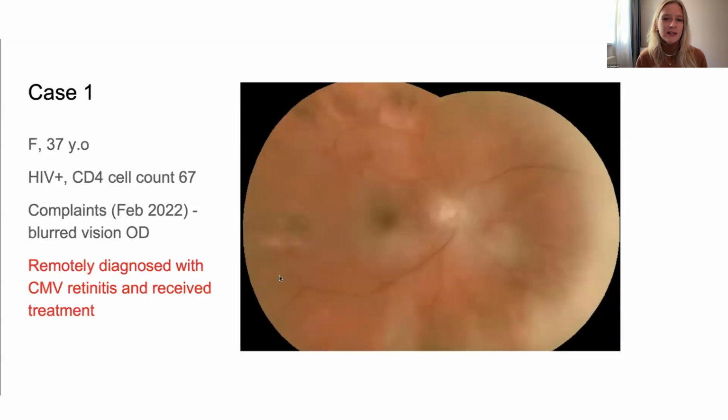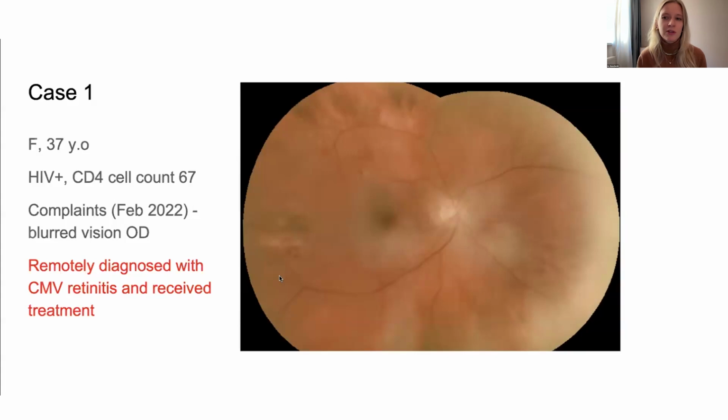You see the complaints that this patient started to have. The patient is female, 37 years old. She's HIV positive, with a pretty low CD4 count. Her CD4 cell count is 67, and her complaint started with blurred vision in the right eye, which started in February 2022, when the war began, and thus she didn't have any opportunity to see an ophthalmologist.